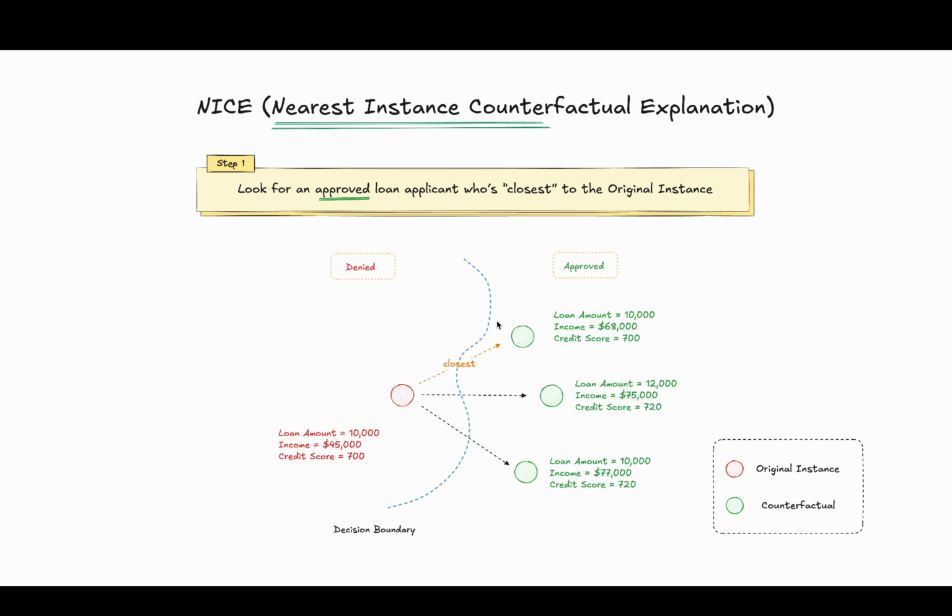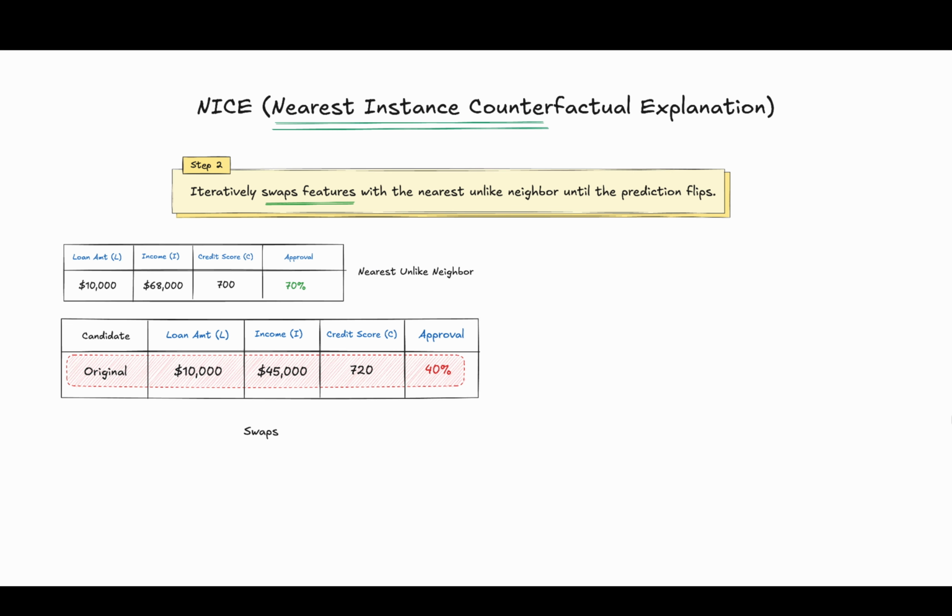So what we'll do is we'll take this nearest unlike neighbor and use that to find the counterfactual for this red dot that we have over here. So now let's look at step 2. Here's where NICE starts building potential counterfactuals by swapping features between the original instance and the nearest unlike neighbor. So let's walk through this process so that we have a better understanding.